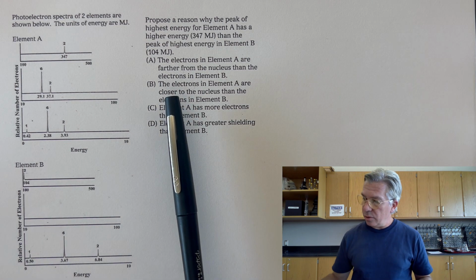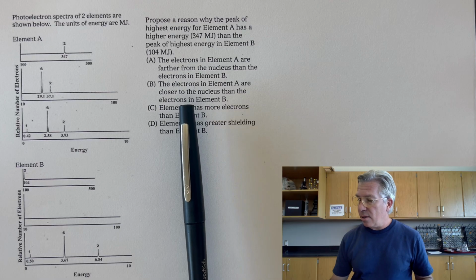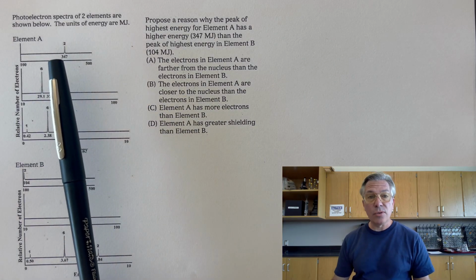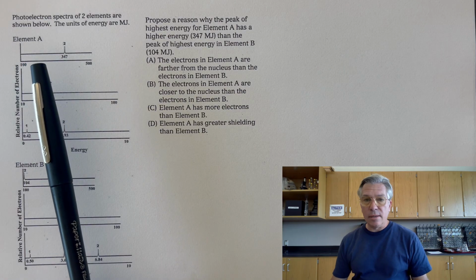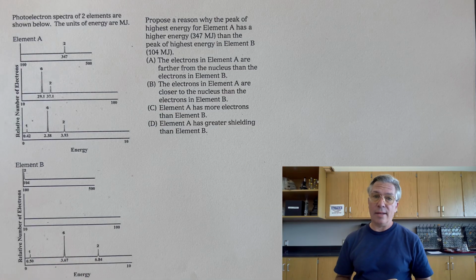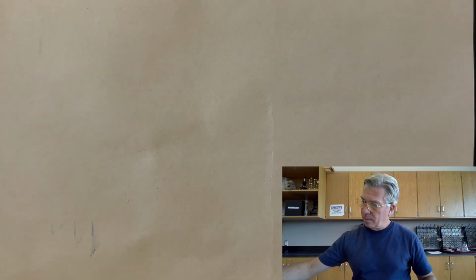All right, and if you chose letter B, congratulations, you were paying attention in this video. They are higher because they are closer to the nucleus. Potassium has 19 protons pulling them in closer. Sodium only has 11 protons pulling them in, and so it's held less tightly in sodium.